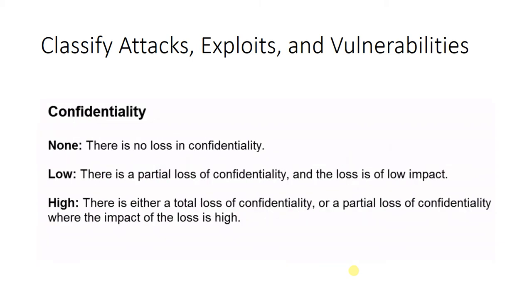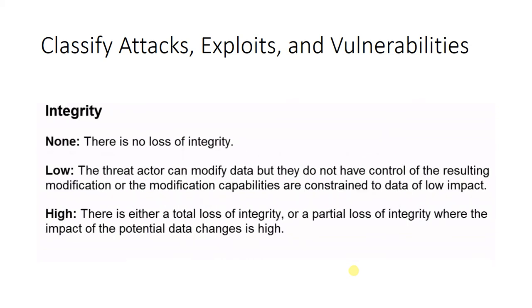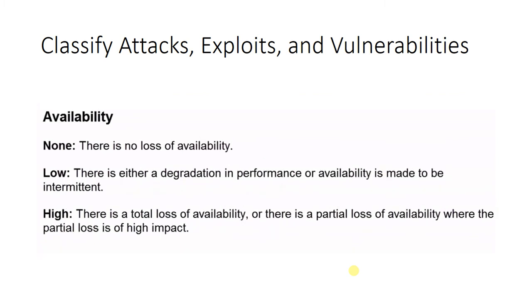Confidentiality includes none with no loss, low with a partial loss of confidentiality, or high where there is a total loss of confidentiality. Integrity includes none with no loss of integrity, low where the threat actor has limited control, or high where there is a total loss of integrity. Finally, availability includes none where there is no loss of availability, low where there is a degradation in availability, and high where there is a total loss of availability and has a high impact.